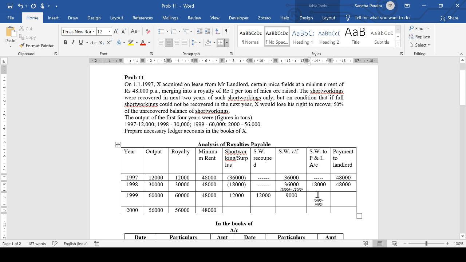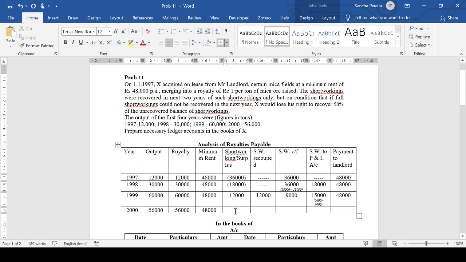So this is going to be a total of 15,000. And here the payment is going to be, even though the royalty is more than the minimum rent, we've used that 12,000 for recoupment. So we're going to pay the landlord the minimum rent. Okay, so I hope this is clear. This has happened only because of this condition: he forgoes his right to recover 50%.